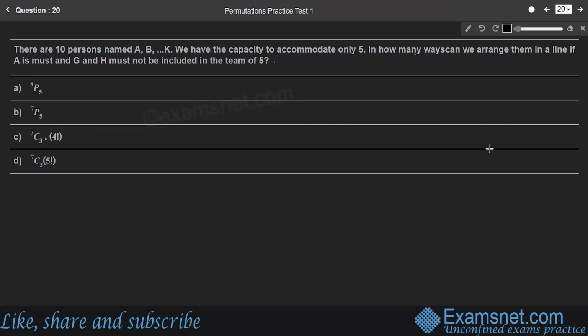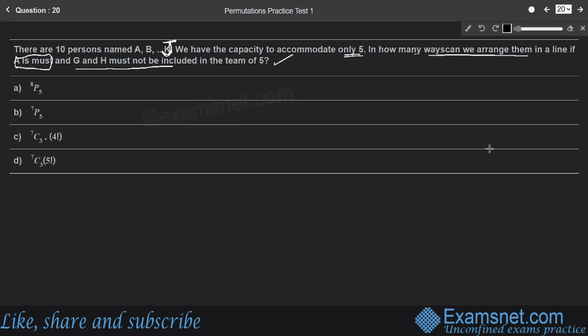Question number 20. There are 10 persons named A, B, C, D up to, it is not K, it is J. So A to J means there are totally 10 letters. So there are 10 persons named A, B, C, D up to J. We have the capacity to accommodate only 5. In how many ways can we arrange them in a line, if A is a must and G and H must not be included in the team of 5?